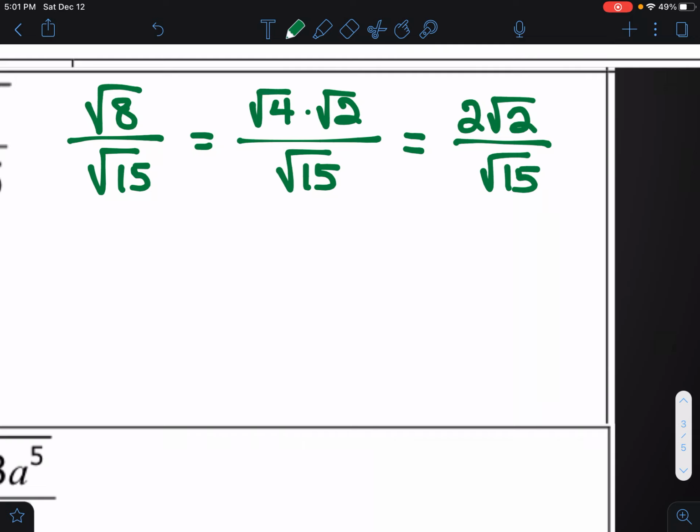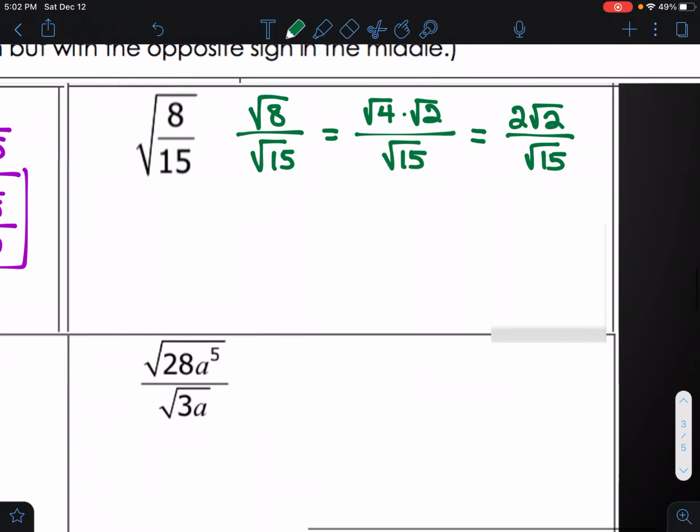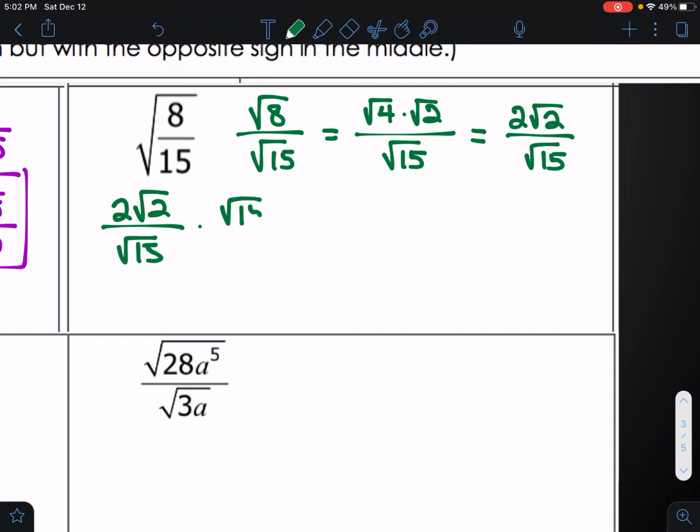Okay, now everything is simplified. The only problem is now in the denominator, I have a radical. Okay, so I have to get rid of that, and I have to rationalize the denominator. So I'm going to multiply by a special form of 1. So this would be square root of 15 over the square root of 15. Okay, that's 1 really. So I'm not changing anything, I'm just changing the way it looks.